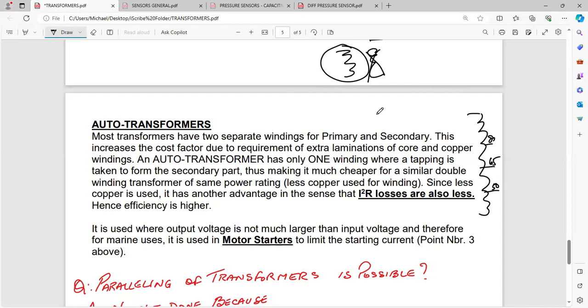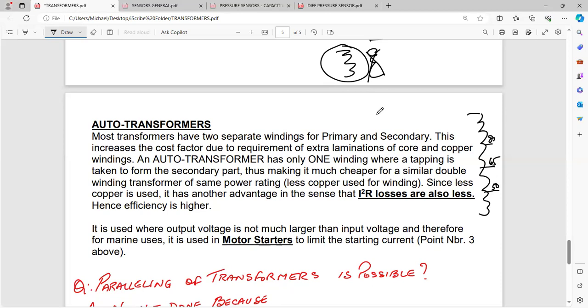You can use your auto transformer even for normal purposes. No big deal. But normally we don't. We use the normal primary, secondary type, whether step up or step down.